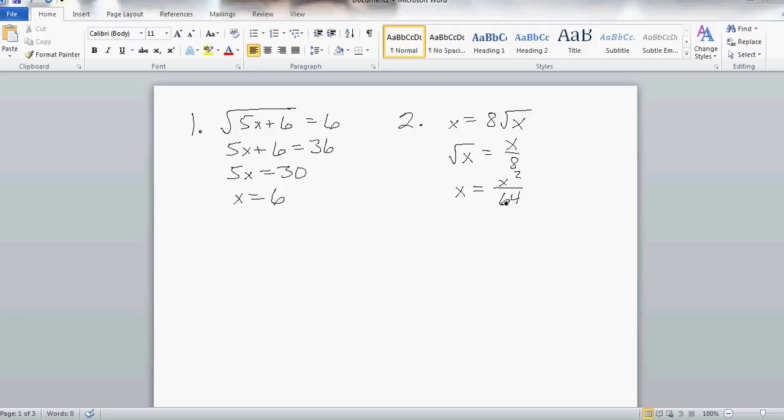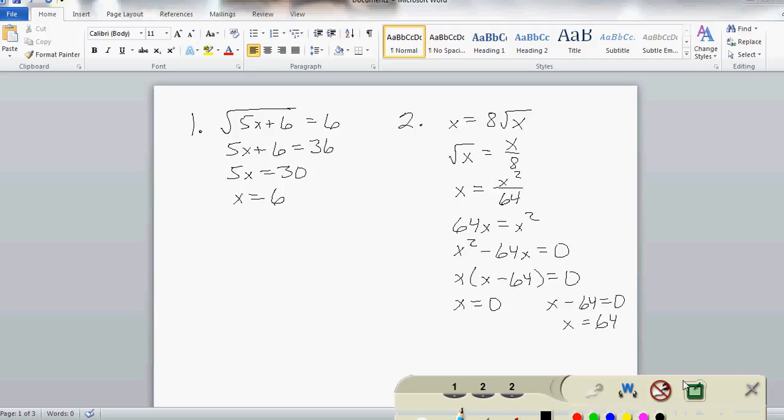And then what we want to do is solve for x at this point. Common denominator is 64. Multiply everything through by 64. And use any one of the methods that we've looked at in the past. I'm going to get everything to one side and set it equal to 0. x squared minus 64x equals 0. I notice that x can factor, leaving x minus 64. So that means either x is equal to 0 or x minus 64 equals 0, which means x would equal 64. Once again, do the check in the original and you will find that both of these are correct.